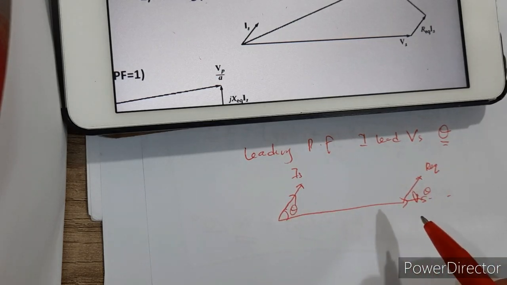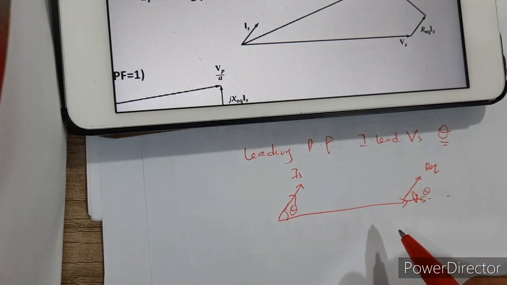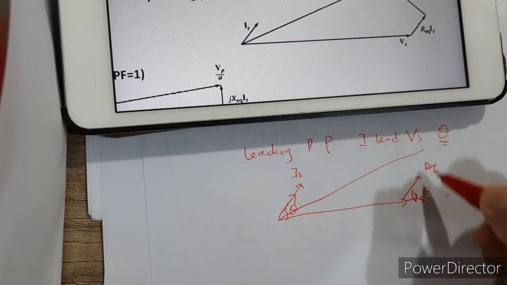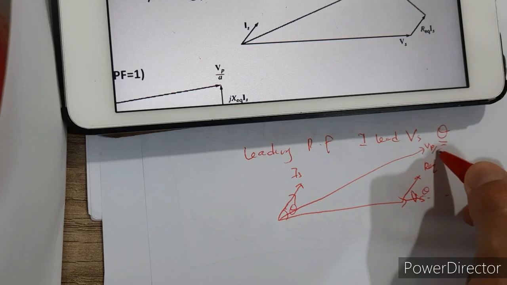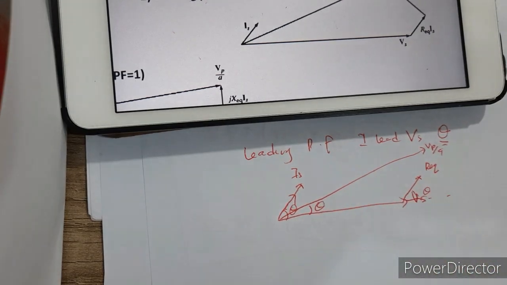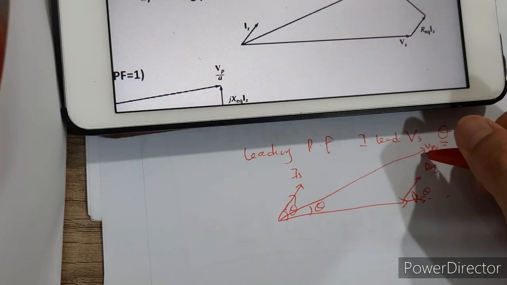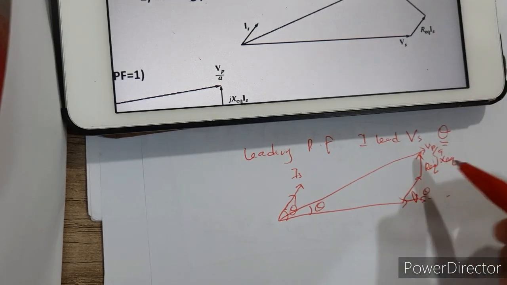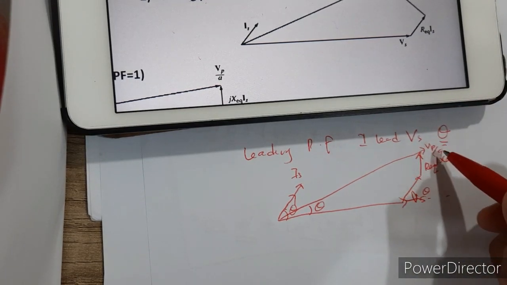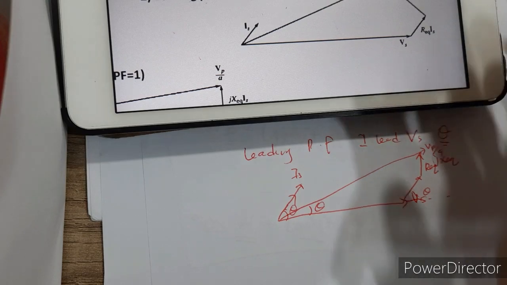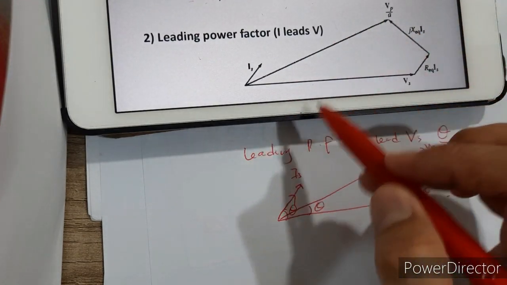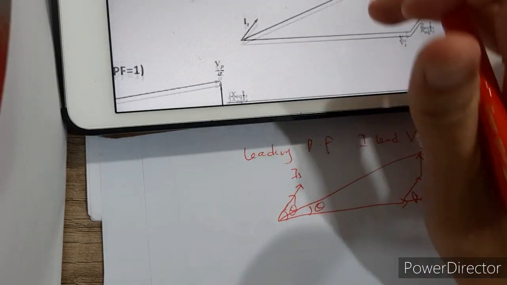And then next you draw the VP over A. The angle is slightly higher than VS. So this is VP over A, and this is angle theta. And then lastly you connect R equivalent and JX equivalent to determine JX equivalent, connecting R equivalent to VP over A. So the drawing looks roughly like this. This is how we draw for leading power factor.